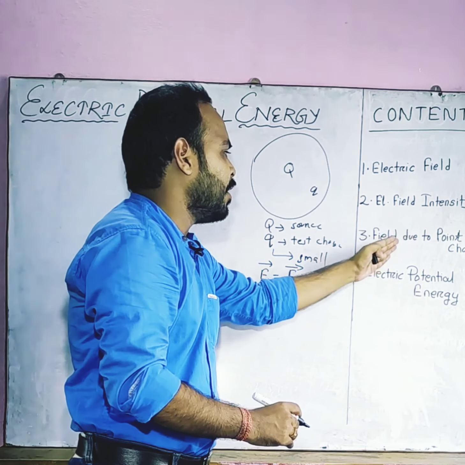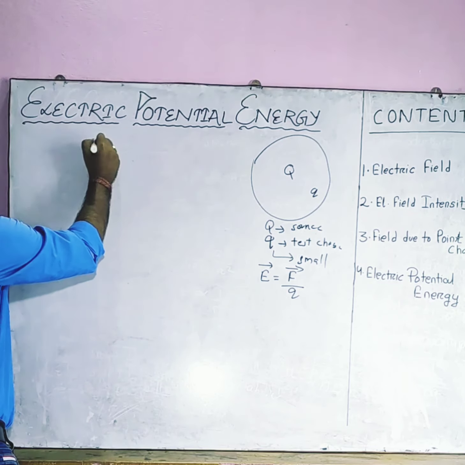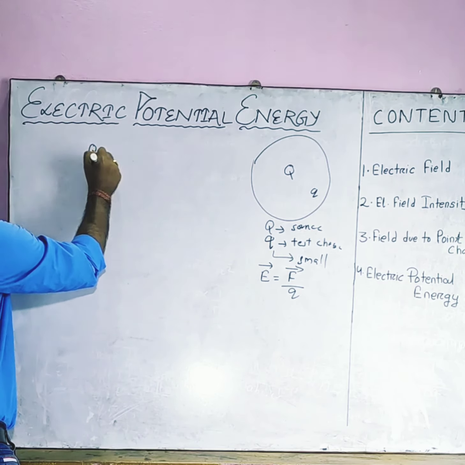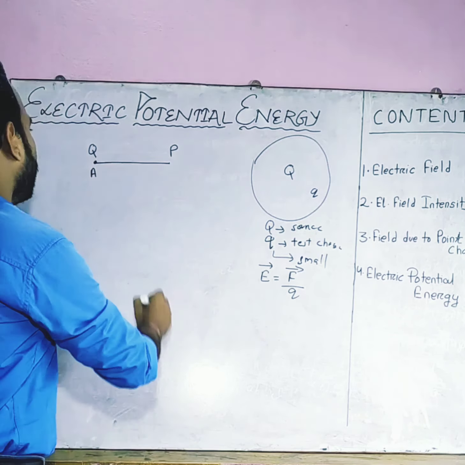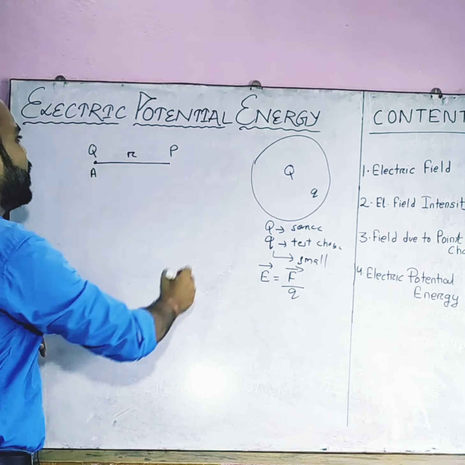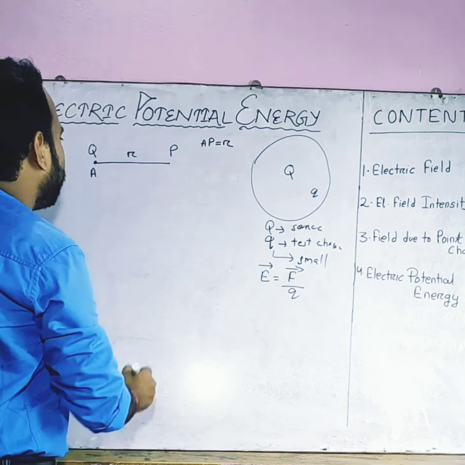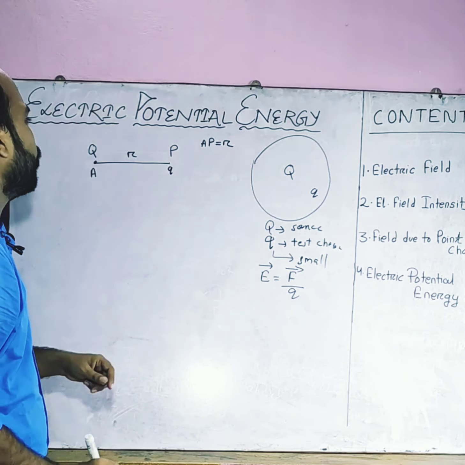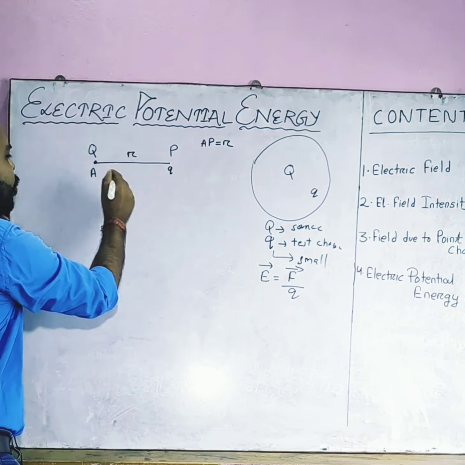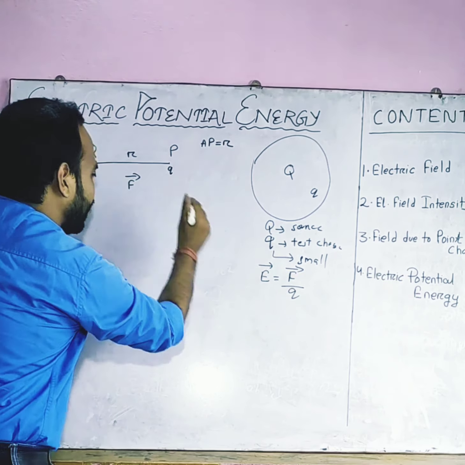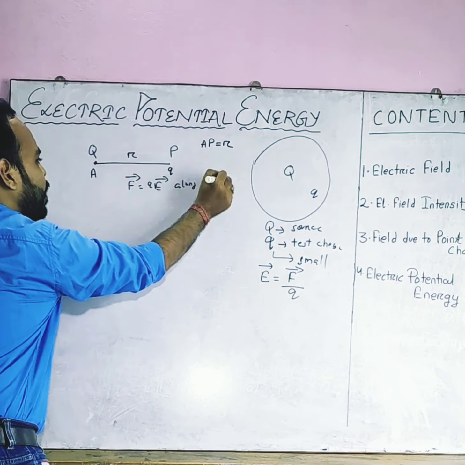Now let us calculate the electric field due to a point charge. Let us take a point charge capital Q at position A. Now we have to calculate the electric field at point P, which is at a distance r from the point charge. So clearly AP equals r. Now if we place a test charge small q here, the force exerted on this charge small q is given by F vector equals q E vector, and the direction of this force will be along AP.